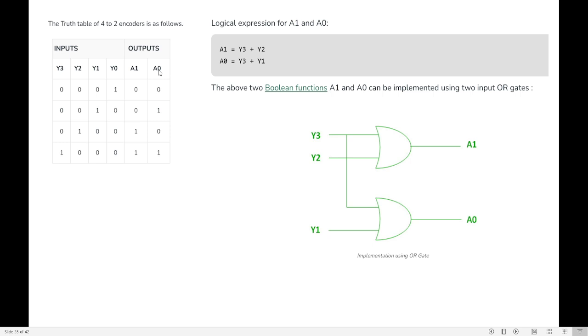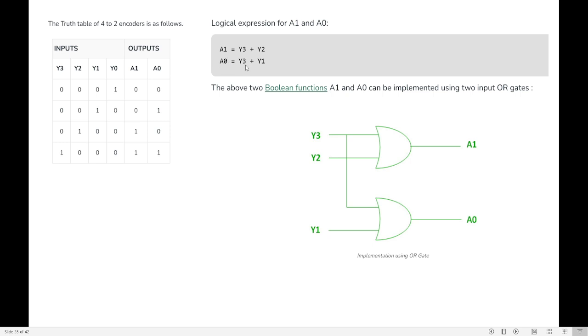Now let us go to A0. A0 has 1s in 2 positions. In the first position, can you see Y1 is 1? In the second place, Y3 is 1. So it is Y1 plus Y3. So you need to check for the 1 and go to its respective positions. So A1 is Y2 plus Y3, and A0 is Y1 plus Y3.